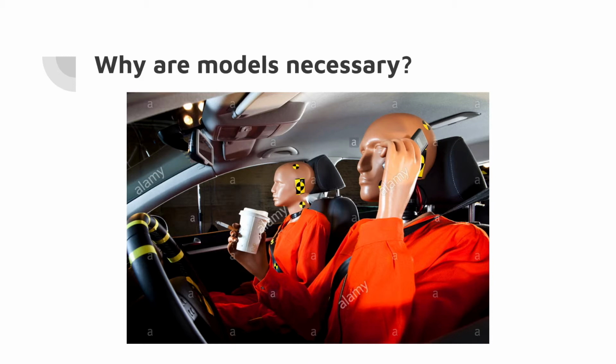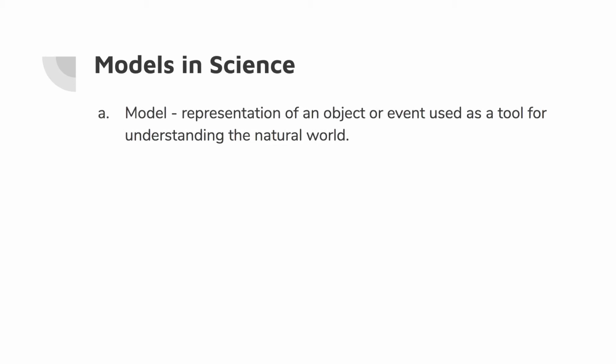The example on this slide is of model humans riding in a car for a crash test. We'd obviously want to use models in this case so that people aren't getting hurt in what would be exploring how safe a vehicle could possibly be. Now, how we use models in science: they represent something that is actually in the natural world and help us come to that understanding a little bit more of that item in the natural world.